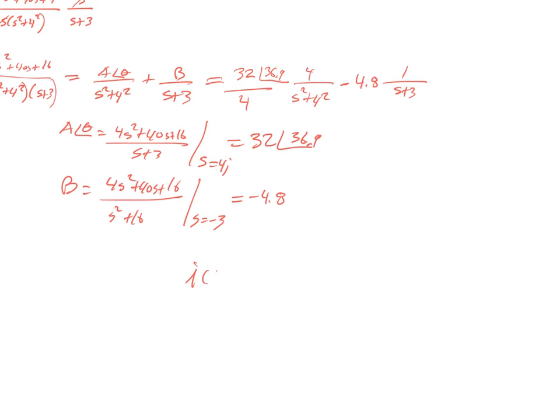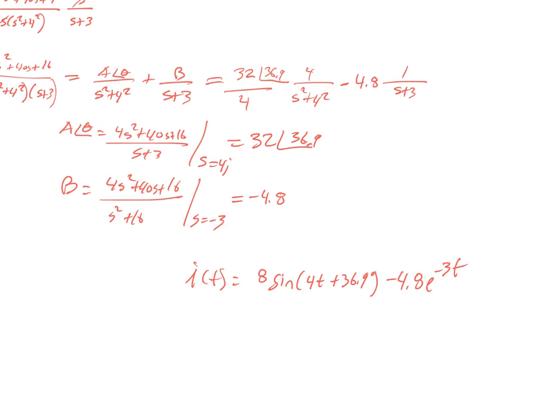So now my I of t, I'm just going to make it look like the table, is going to be 8 sine of 4t plus 36.9 degrees minus 4.8 e to the minus 3t. That is my current through my capacitor for all of time, right? All of time after the switch has transitioned. Okay?